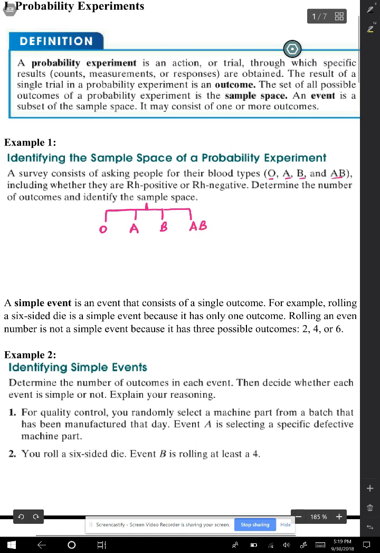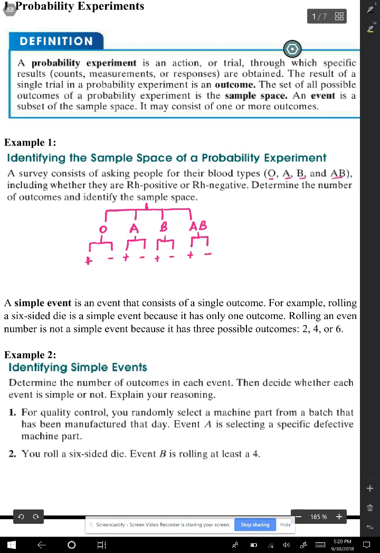And then from there, they asked the people whether they were Rh positive or negative. So off of each blood type, you have 2 more possibilities. The person can be O positive or O negative. They could be A positive or A negative. So off of each of the blood types, you have a positive or a negative. And when you get finished, you count the bottom row, and that would be your number of outcomes. So there are 8 possible outcomes.